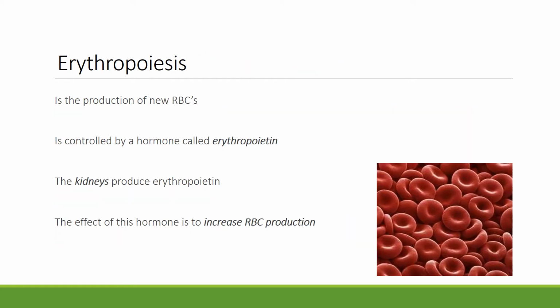Erythropoiesis means the production of new red blood cells. It is controlled by a hormone known as erythropoietin, which is produced by the kidneys. The effect of this hormone is to increase red blood cell production. Here's a short video to introduce you to erythropoiesis.